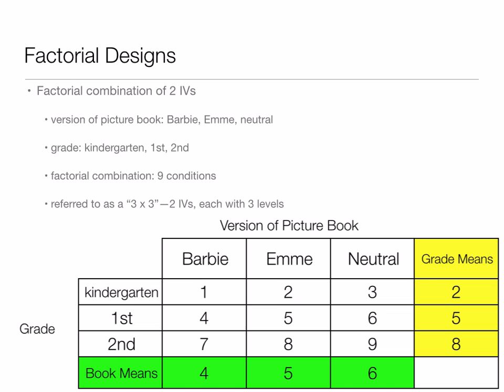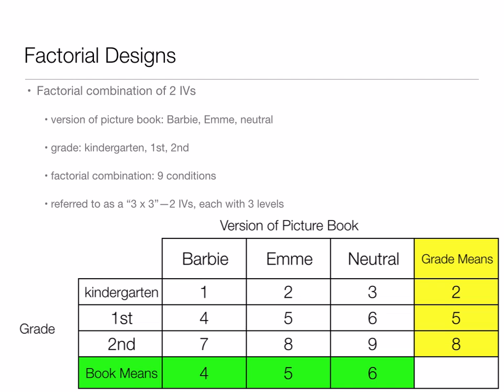Now let's pretend that we didn't even look at grade. We only looked at the version of the picture book. We only looked at this manipulated variable of picture book. And so we're going to collapse across grade. We're going to pretend that we never even looked at grade. We're going to pretend that we just did Barbie, M, and neutral. That was the only thing that we looked at.